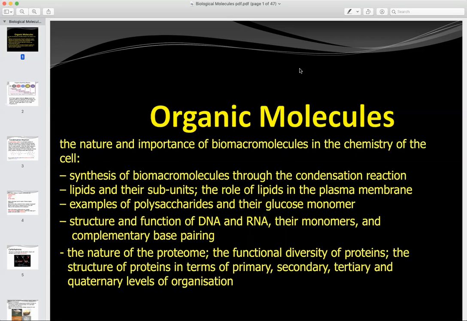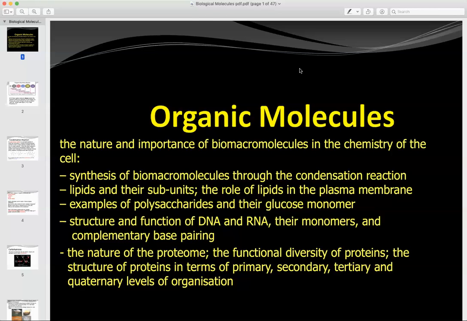We know that lipids and their subunits are very important when we think about the structure of the cell, right? We know that the plasma membrane is mostly made up of lipids, specifically the phospholipid. And we'll take a deeper look at that. Actually, I think in our next chapter, chapter 4, we'll look at the biological membranes as we talk about the cell structure.